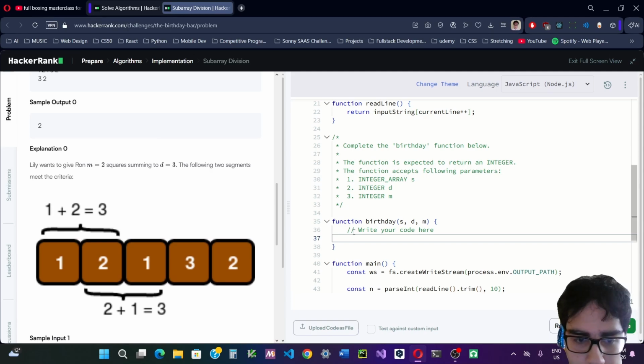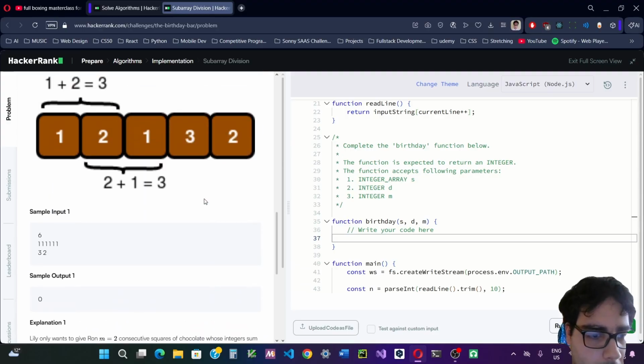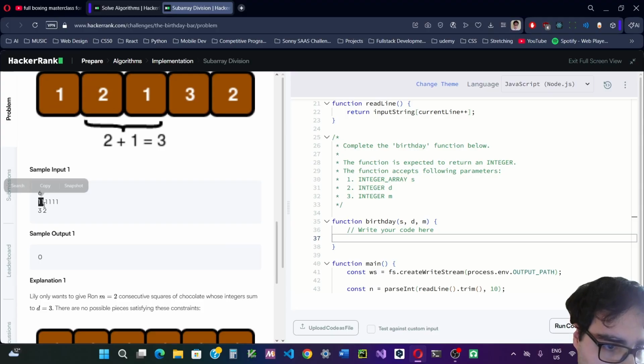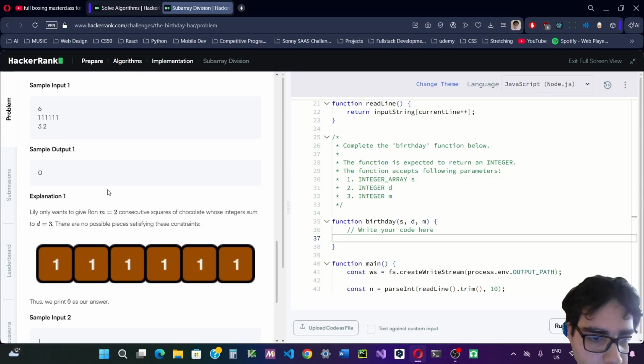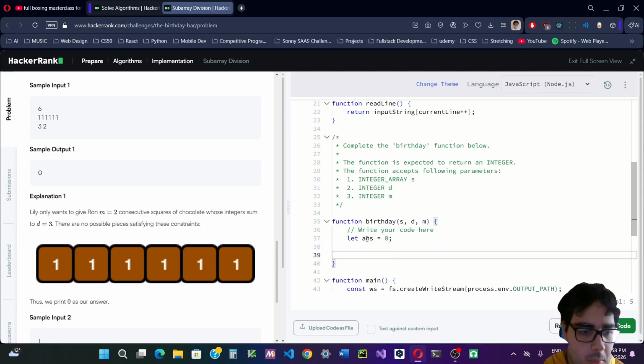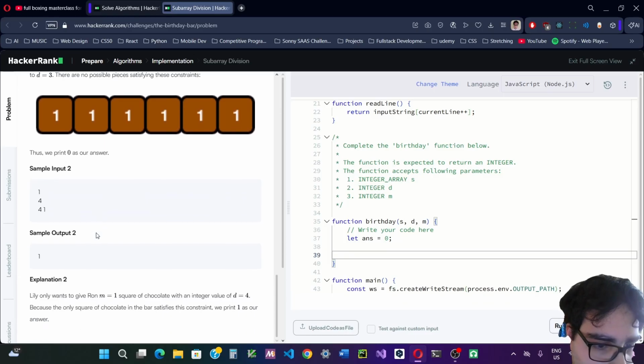Okay, so this is like a sliding window problem or a two-pointer problem. For the next example, d is 3 and the length is 2. Lily wants to give Ron two consecutive squares of chocolate whose integer sum is 3. There are no possible segments satisfying that. So we're going to let ans equal 0. Then for 4, it has to be 4 and 1: Ron gets m equals 1 square of chocolate with integer 4.